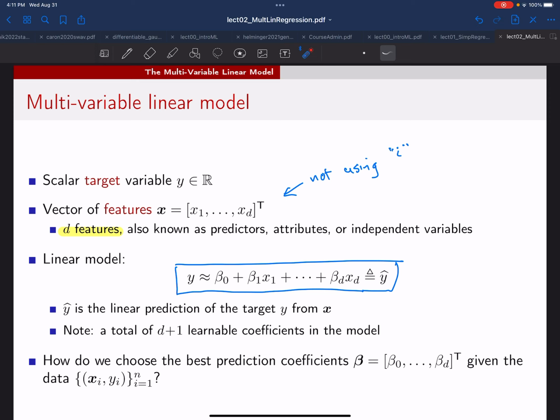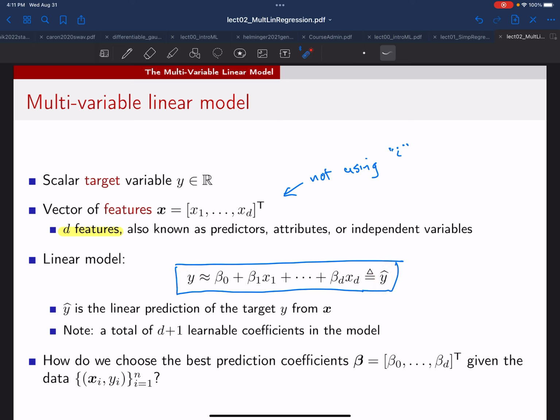We come up with a linear model, which means we say that y is approximately equal to an offset beta 0 plus scaled version of each of those features. This is, of course, just an approximation because there's going to be error in our model. But then we define our prediction y hat as that function of those features. And we would like to design these prediction coefficients, beta 0 through beta d, so that our predictions y hat are close to the true values y.